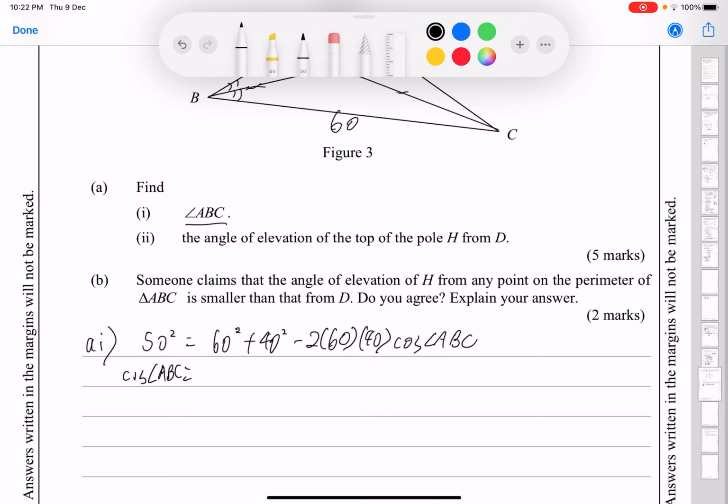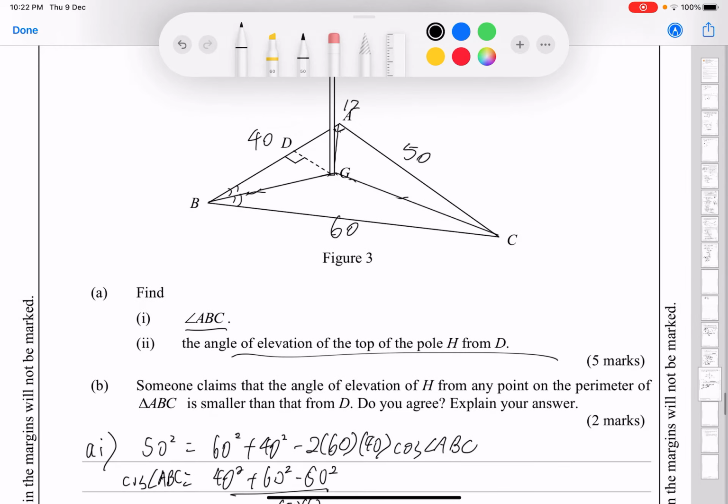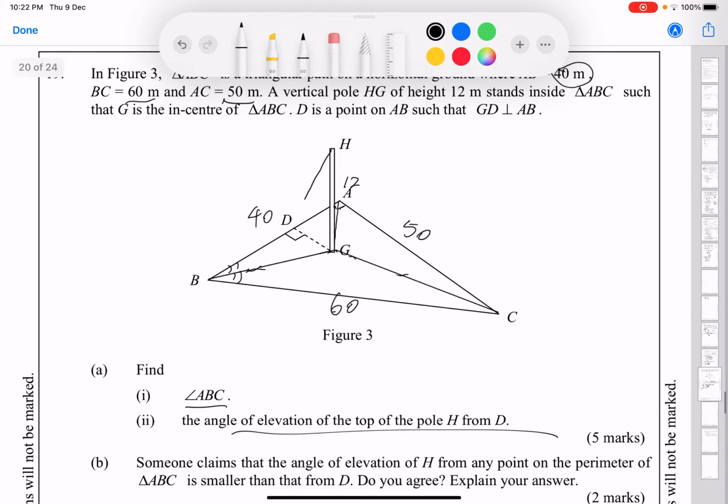A2. We need to find the elevation of the pole from D to H, which means this angle right here. How do we do that? We already know that HG is 12 meters. We either need to find DH or we need to find DG. Either one side will do.